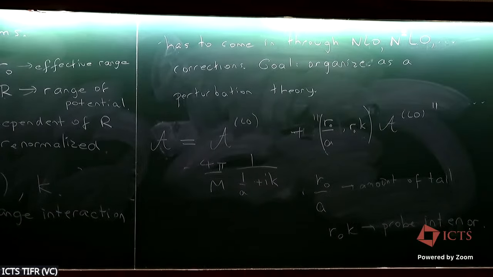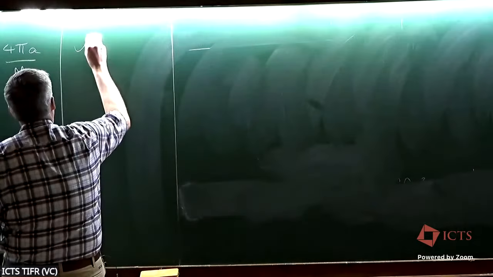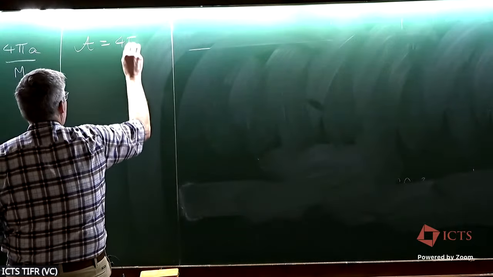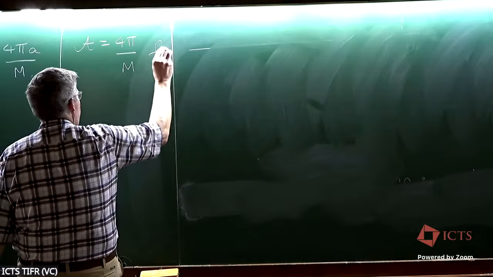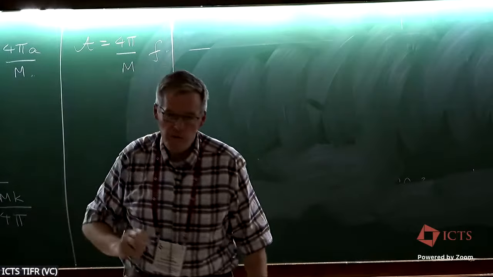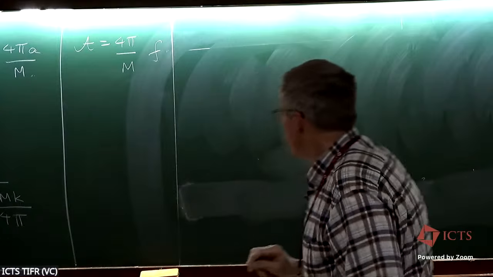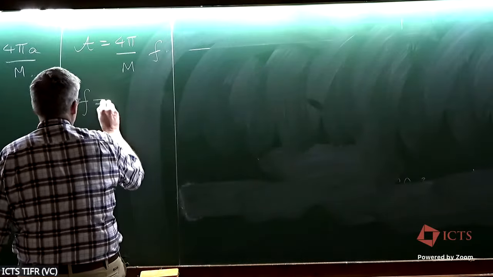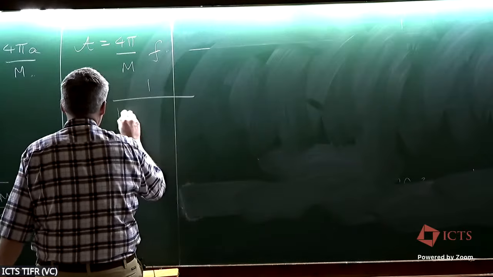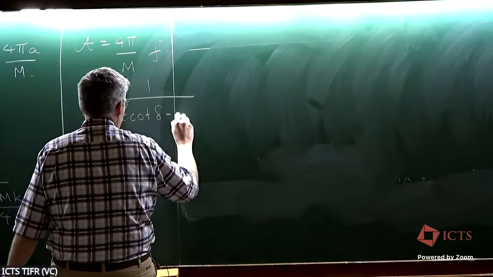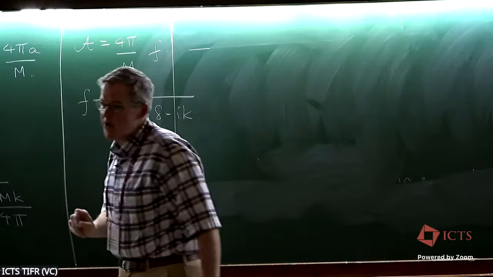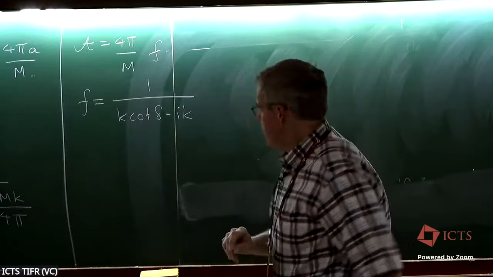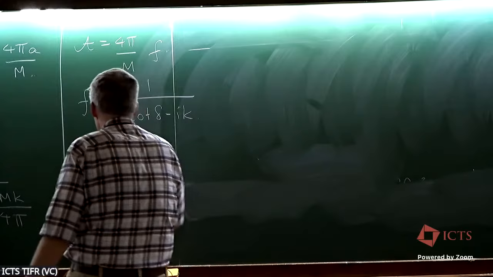You remember that this A is related to the scattering amplitude F by, again, up to a sign, I'm playing fast and loose with the signs here, 4 pi over m times F. And if you go back and look at your notes from Dr. Kaplan's lecture, first lecture this morning, I think it was, he said that F was 1 over k cotangent delta minus ik.